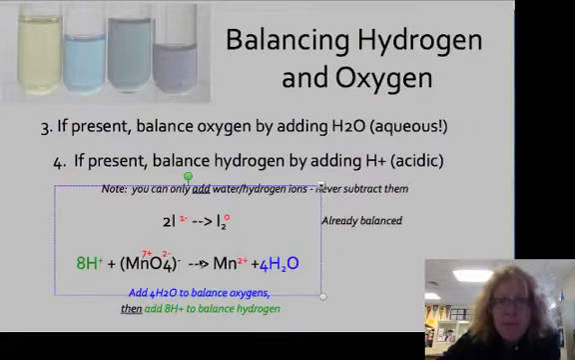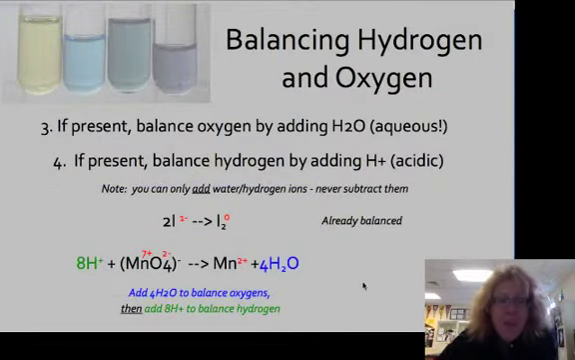Okay, moving along. Now, we have to take care of those hydrogens and oxygens. And this is kind of the weird part. Keep in mind that these reactions are occurring in solution. So number one, there's water present that we can use. That's our oxygen source. Number two, keep in mind that these are all happening in acidic solutions like our batteries, and that's our hydrogen ion source.